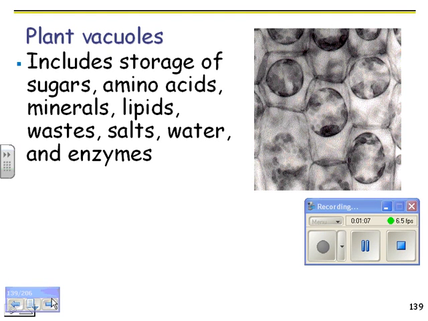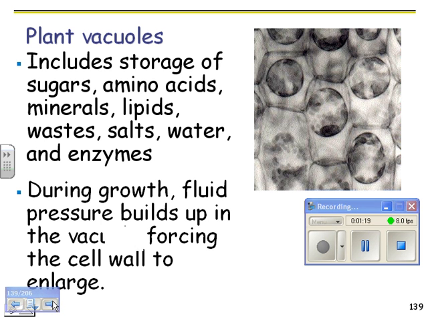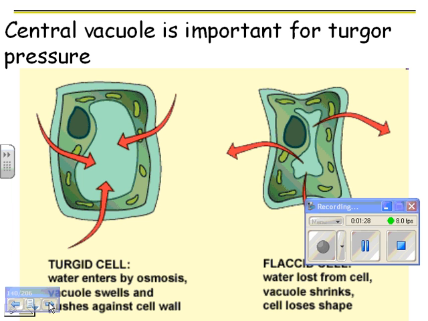Plant vacuoles include storage of sugars, amino acids, minerals, lipids, waste, salts, water, and enzymes. So they can store tons and tons of stuff, but the water is a pretty important one. During growth, fluid pressure builds up in the vacuole, forcing the cell wall to enlarge, so they help the cell to grow the right way.